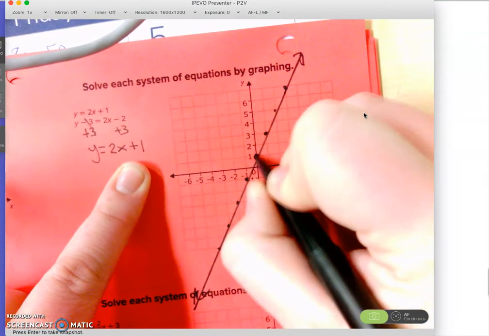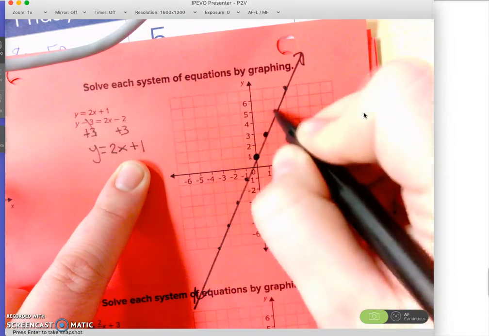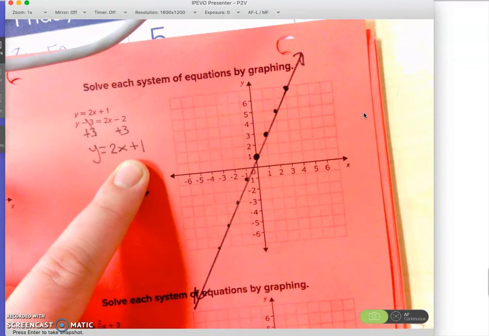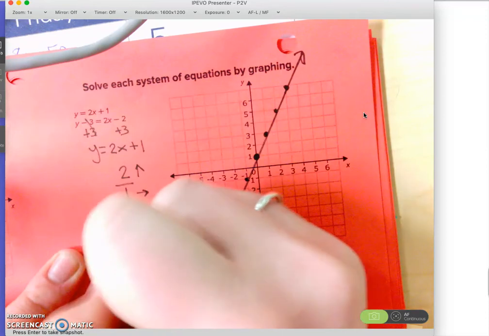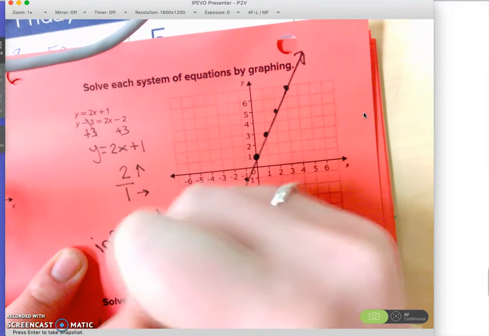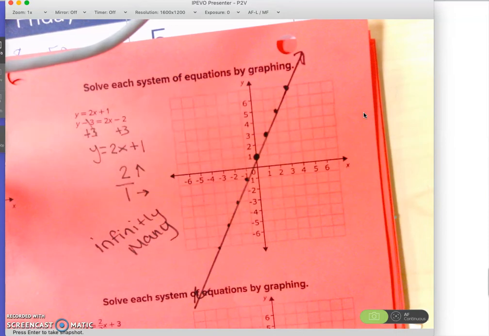I have a point at 1, and then I go up 2 over 1, up 2 over 1, up 2 over 1. Now if you look, this is the same line, so I have only one line, so it's going to be infinitely many solutions. All of the points on this line are correct.